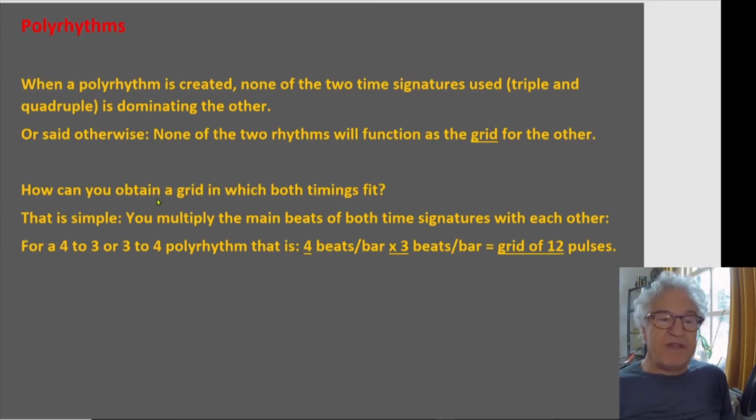How can you obtain then a grid in which both timings will fit? That is fairly simple. You multiply the main beats of both time signatures with each other. For a 4-to-3 or 3-to-4 polyrhythm, that is 4 beats in a bar times 3 beats in a bar, which results in a grid of 12 pulses.